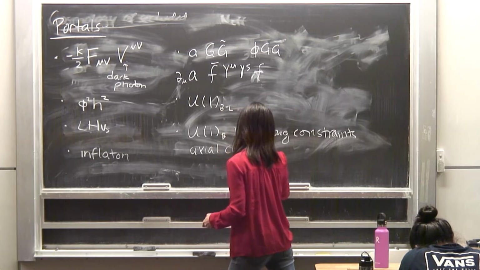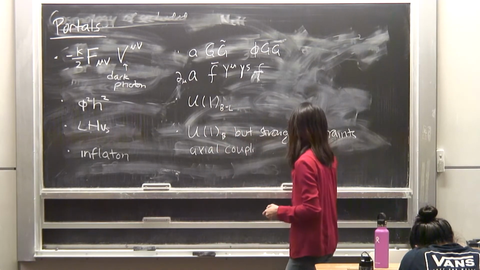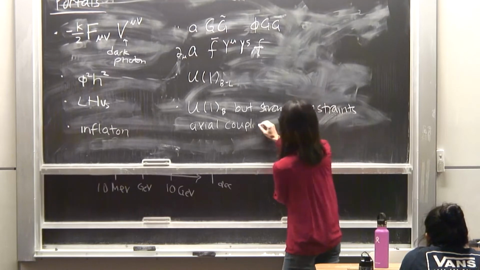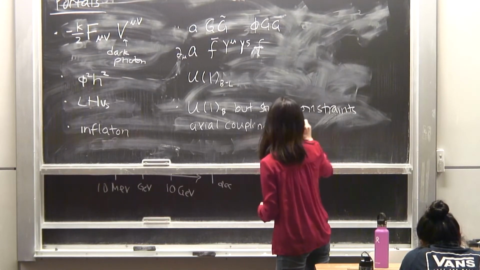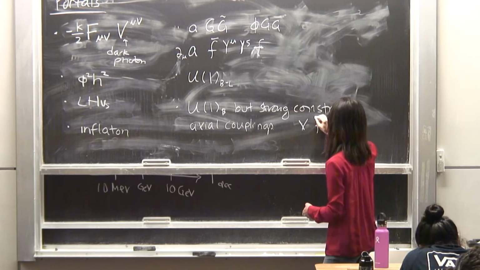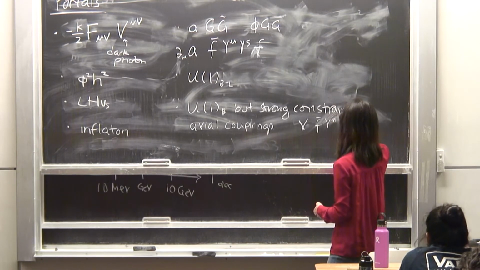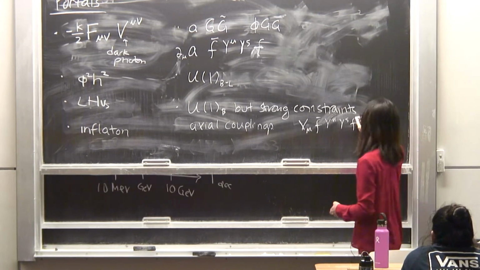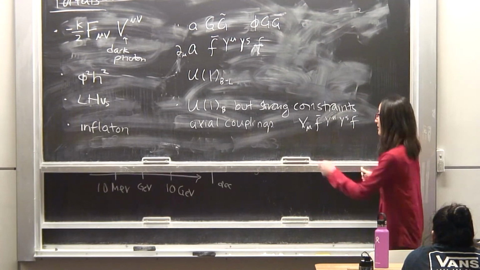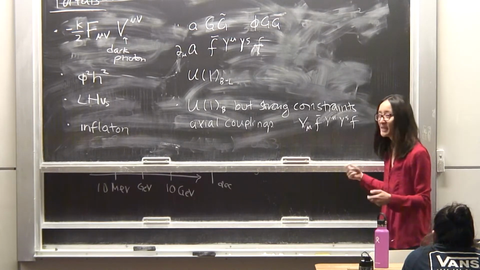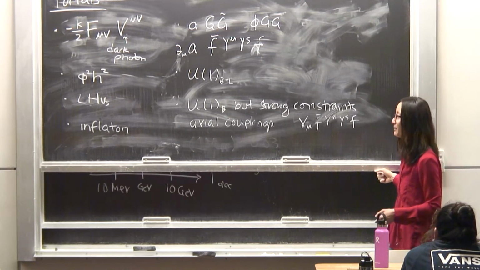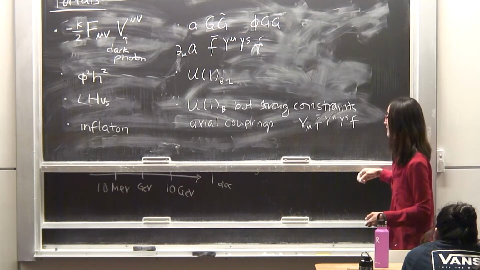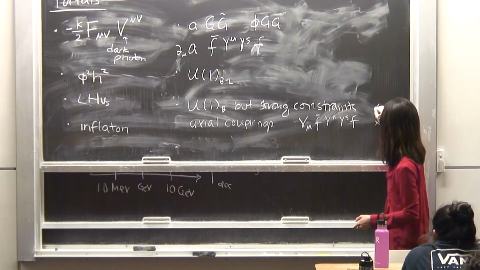By axial couplings, I mean writing down a new vector with some axial coupling to standard model fermions directly like this. Once you try to complete it respecting gauge invariance, it can become problematic. Let's put an X here. Don't do it.